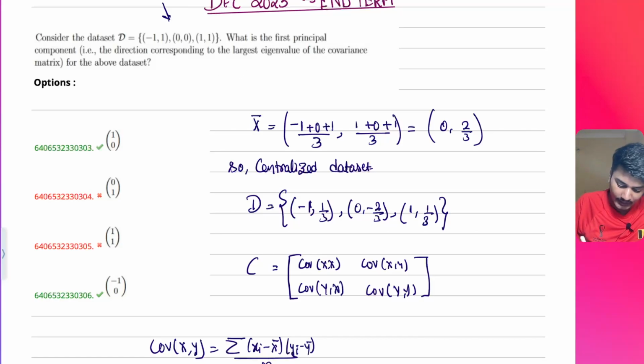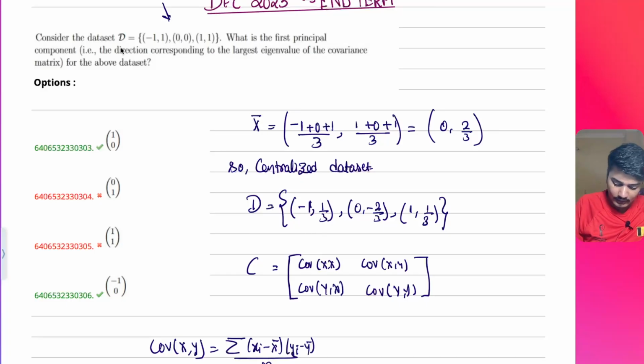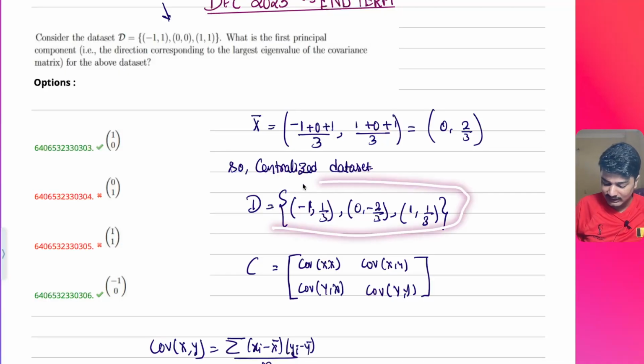So I found the mean of these data points. For the first coordinate, let's say -1, 0 and 1, so (-1 + 0 + 1)/3, and for the second, (1 + 0 + 1)/3. Dividing by 3, it will be this. Now after finding the mean, just subtract it from the data set. When I subtracted it from the data set like this, I get a centralized data set, which is this.